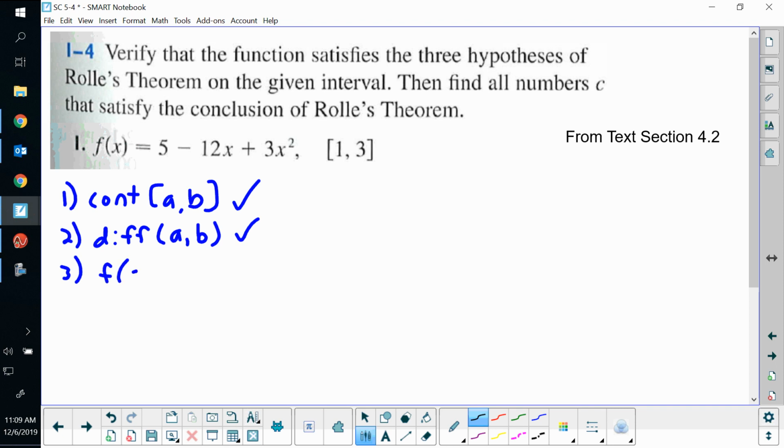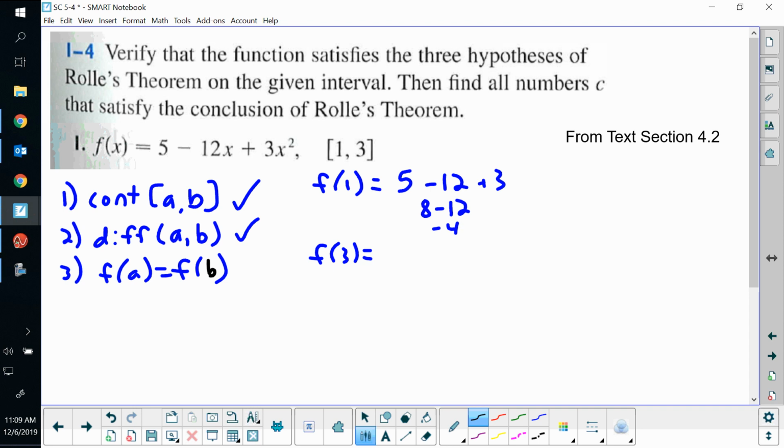And 3, we need to see, does f of a equal f of b? Well, let's test that out. Let's do f of 1 and f of 3. When we sub in 1, we'll get 5 minus 12 plus 3. That'll give us 8 minus 12, so we get negative 4. When we sub in 3, we'll get 5 minus 36. 3 squared is 9, times 3 is 27. So this will give us 32 minus 36. We also get negative 4. So that checks out. F of a is equal to f of b.